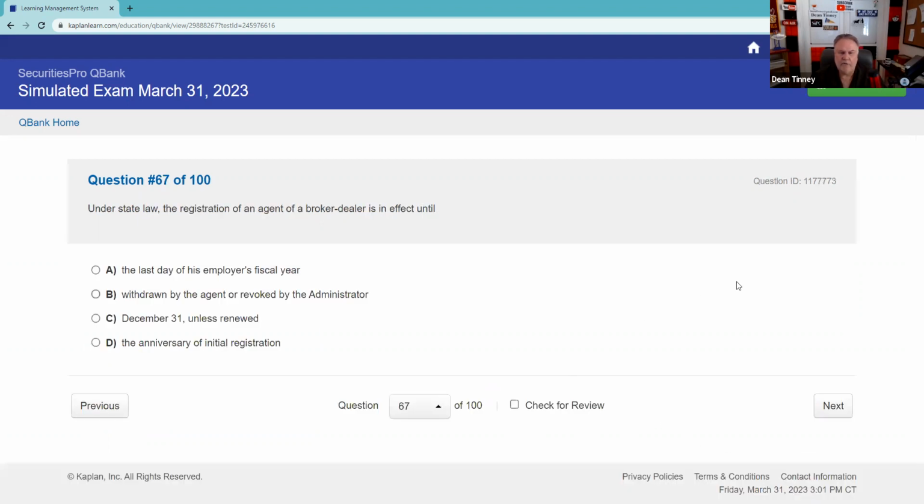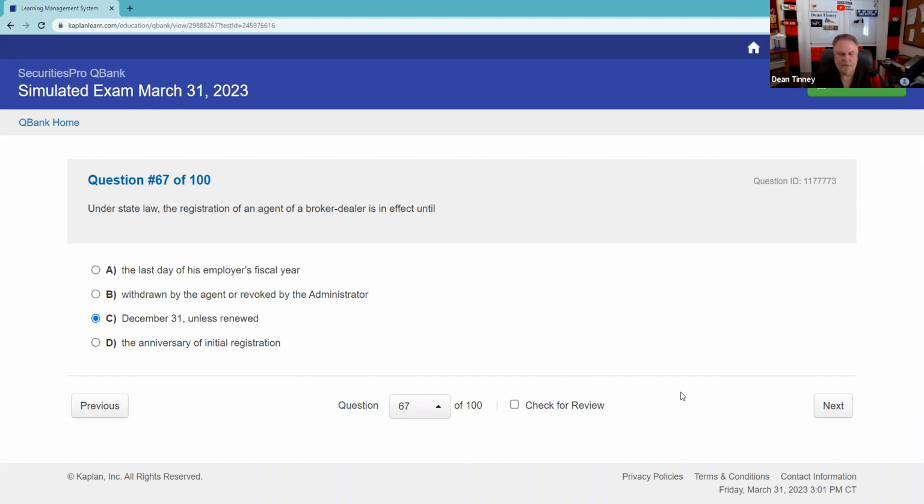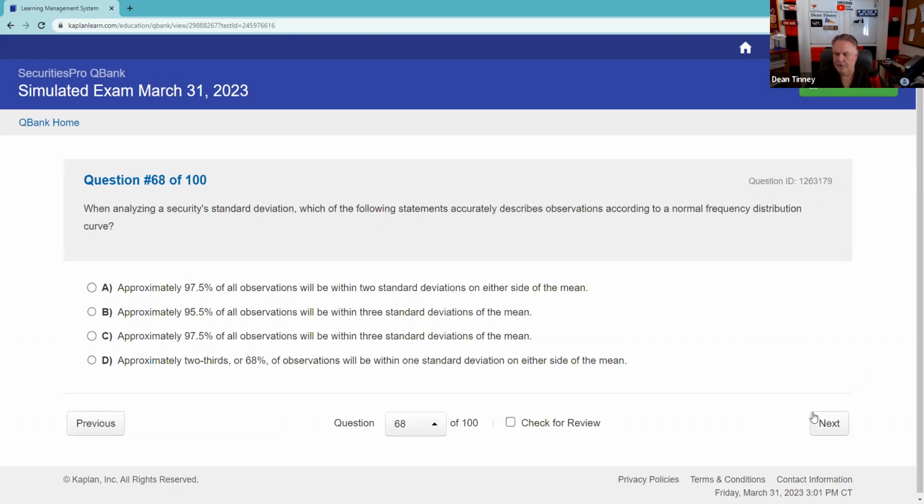Under state law, the registration of an agent of a broker dealer is in effect until December 31st, unless renewed. C, right on. Remember, the only registration that isn't December 31st is the registration of a security, which is a year.